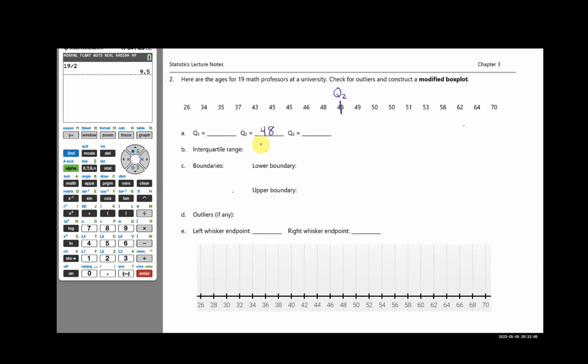And then the middle of the values to the left of it would be the 43. So there's our first quartile. And then the middle of the 9 numbers to the right of Q2 would be 53. And that is our third quartile.